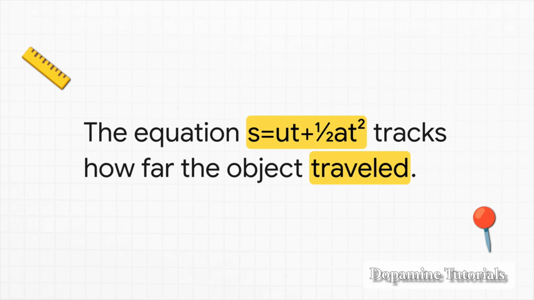But what if we do care where the object is? Well, enter Equation 2. S equals UT plus 1/2 AT squared. Think of this equation as the map. It tells you exactly where an object is located at any specific point in time.